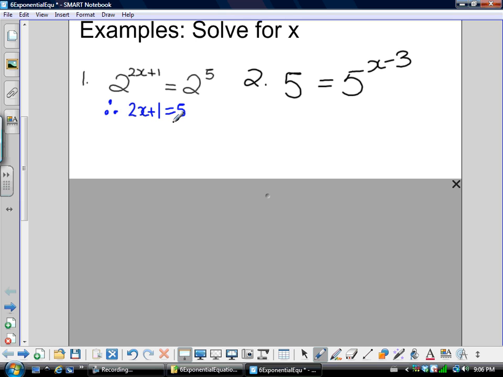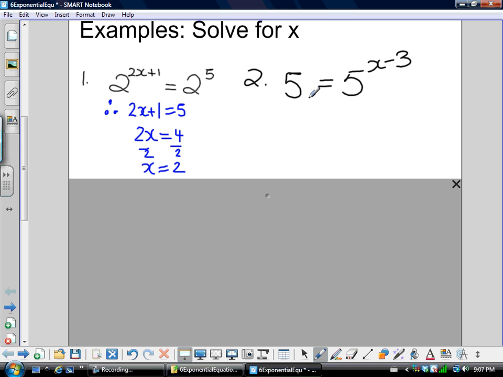Now what I have is a small linear equation to solve. So I'm solving for x, so I'm going to subtract 1 from both sides. And then I'm going to divide both sides by 2. And when we do that, we end up with x equals 2. It's that simple. Next one, 5 equals 5 to the power of x minus 3.